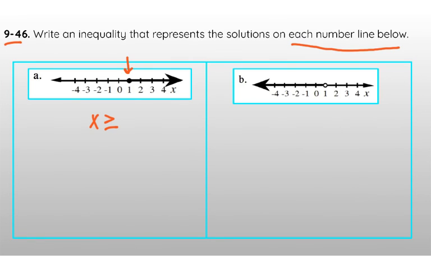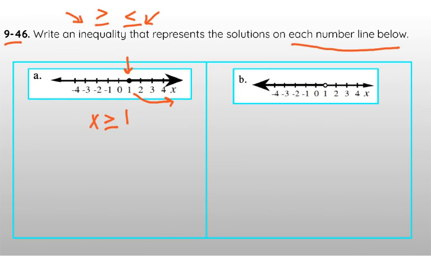So a closed circle would have to be either greater than or equal to or less than or equal to. It has those equal to bars under it because it includes that value. So back to A, x is greater than or equal to 1. That means that any solution that is 1 or bigger than that is going to work in that inequality.